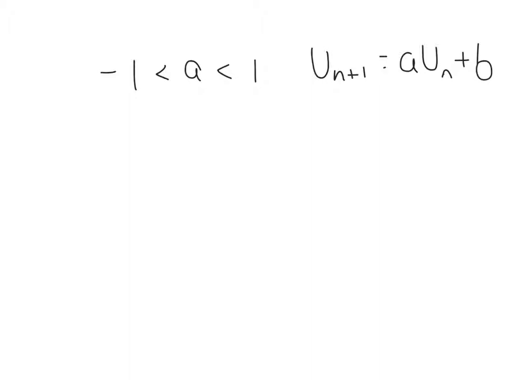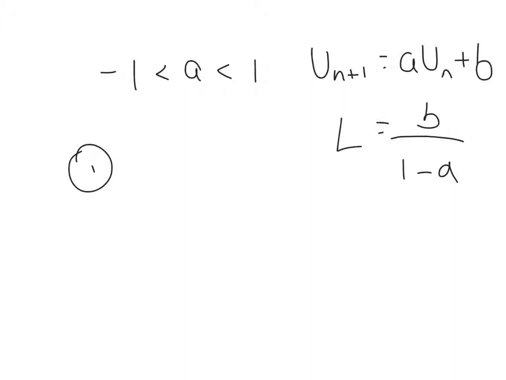Okay, we're now going to look at the limit of a sequence, and remember that a limit exists when a is between -1 and 1, when we have a recurrence relation of the form u_(n+1) = a·u_n + b. And remember that the limit is given by L equals b over 1 minus a.